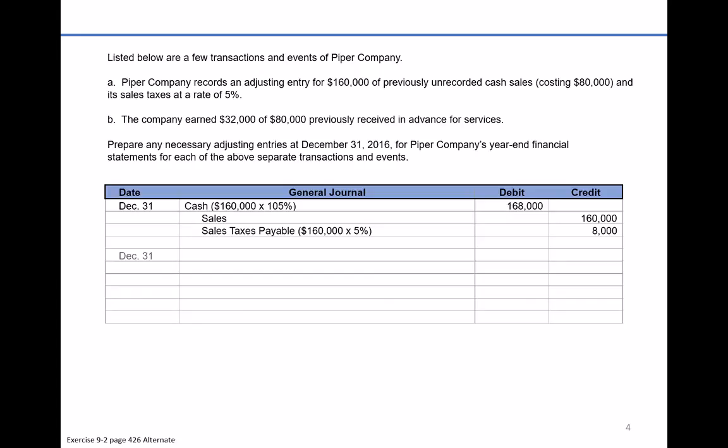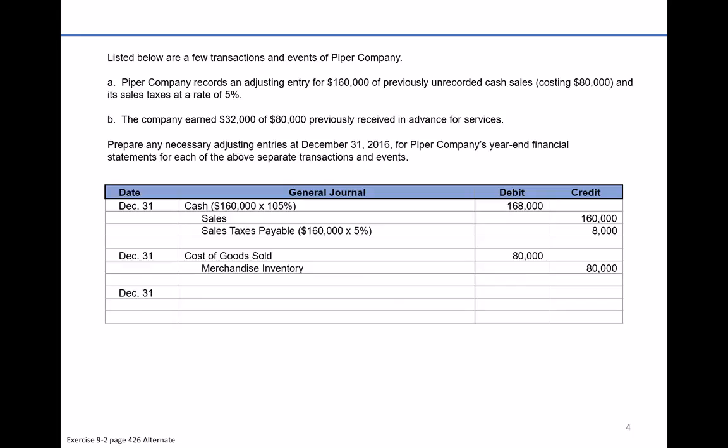So we're going to credit the company's merchandise inventory, and the amount of the inventory that we use up, we're going to debit as an expense called cost of goods sold expense, or just simplified as cost of goods sold. So cost of goods sold gets debited for $80,000, and merchandise inventory gets credited for $80,000.